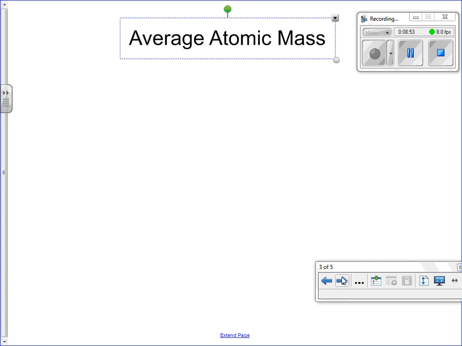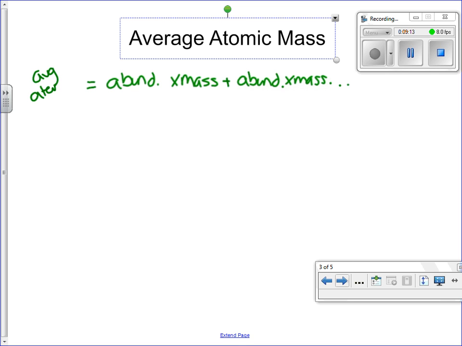All right, average atomic mass. We're going to do this relatively quickly. You need to know this formula. The formula is the abundance times mass plus abundance times mass, etc. Okay? That is your average atomic mass. You need to know how to calculate that, okay? It should match what's on your periodic table.